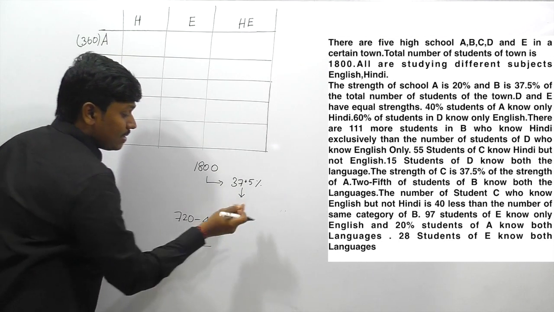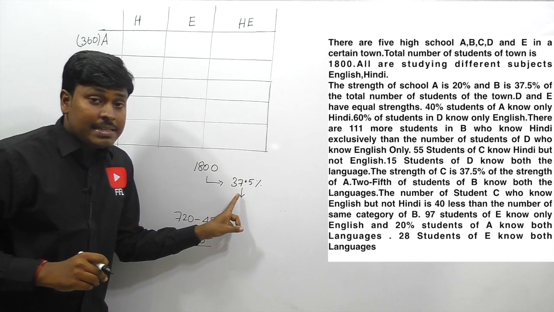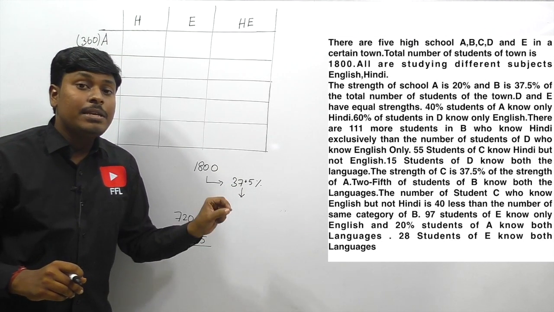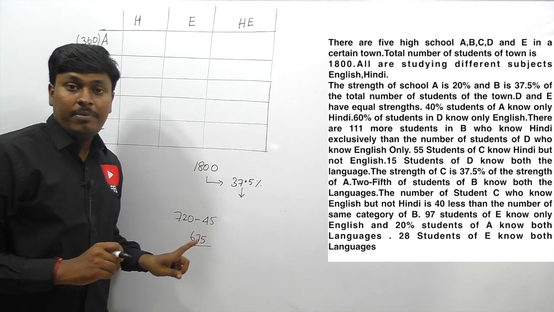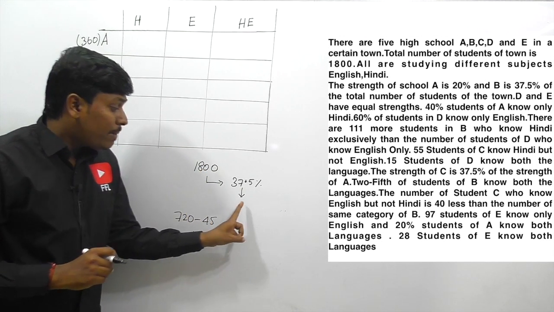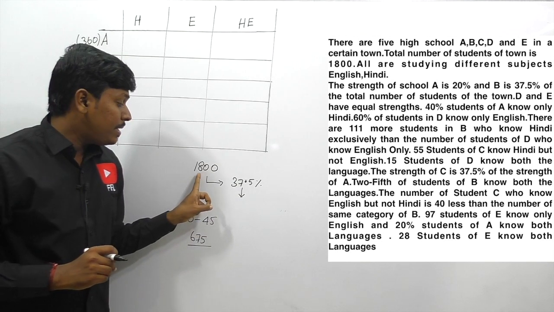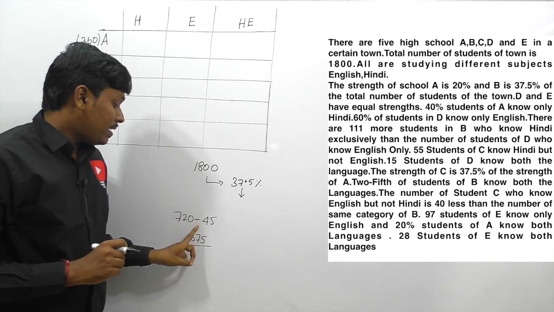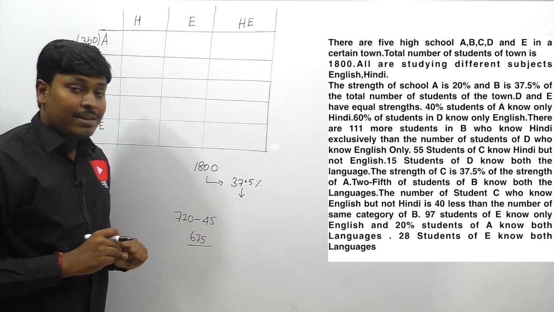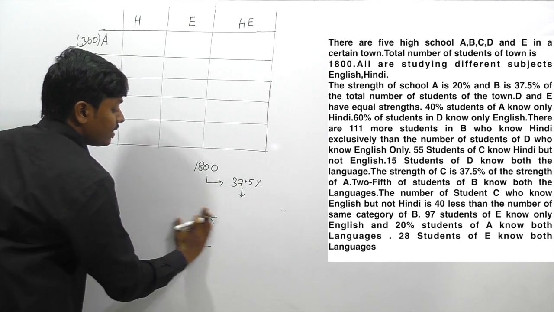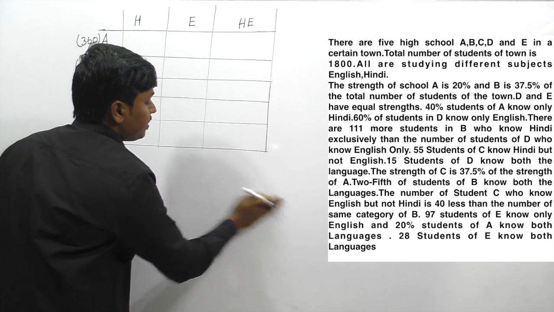So friends, can you understand this? This 37.5% can be written as 40% minus 2.5%. 10% will be 180. 180 into 4 will be 40%, that is 720. Remaining 2.5, friends. 2% will be 36, 0.5 will be 9. So 36 plus 9 is 45. So 720 minus 45, the resultant will be 675. So 675 students are in school B, right?